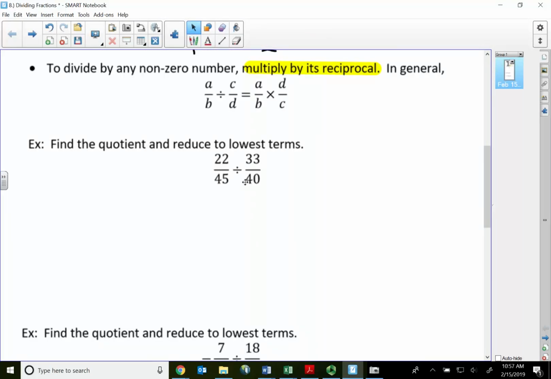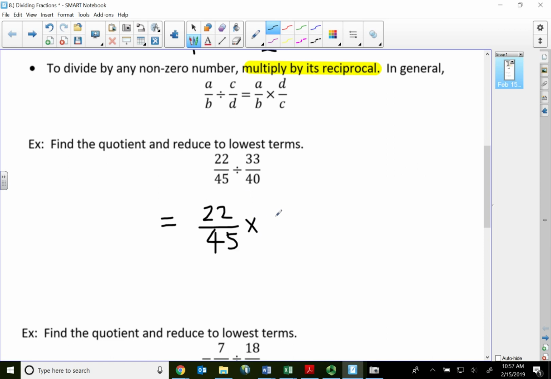22 over 45 divided by 33 over 40. Division of a fraction means times the reciprocal. So the first fraction stays the same. The second fraction, we will say times the reciprocal, so that will become 40 over 33. Now this division problem becomes a multiplication problem.